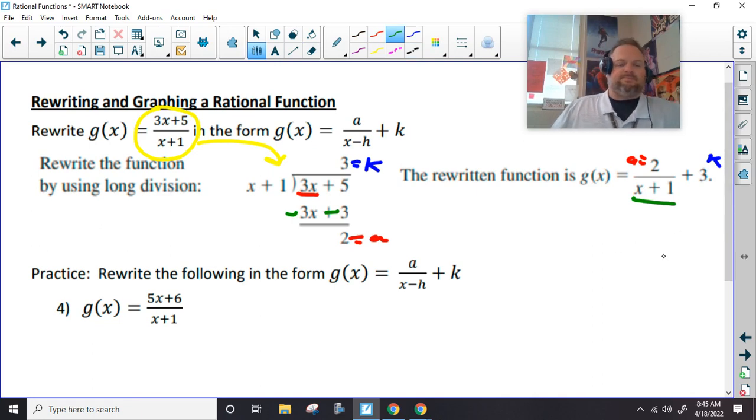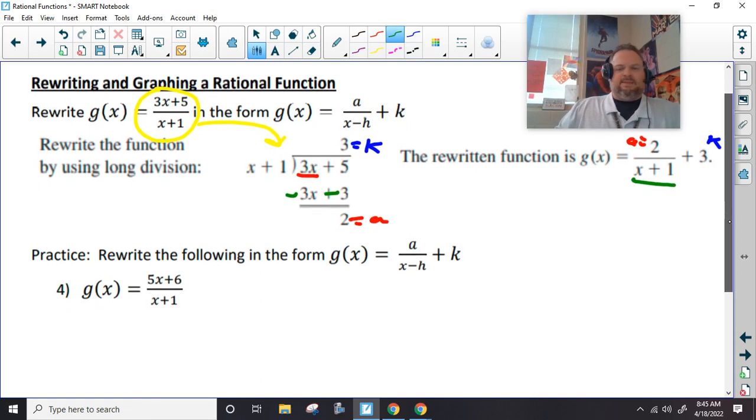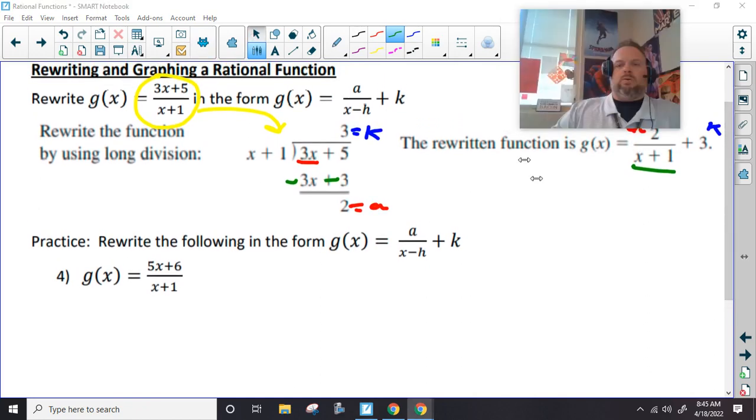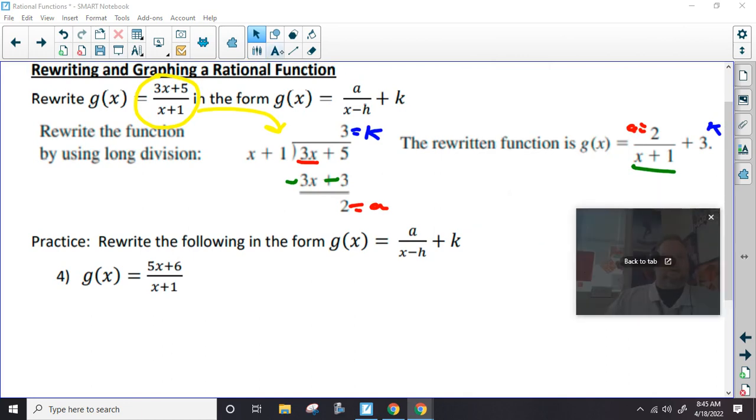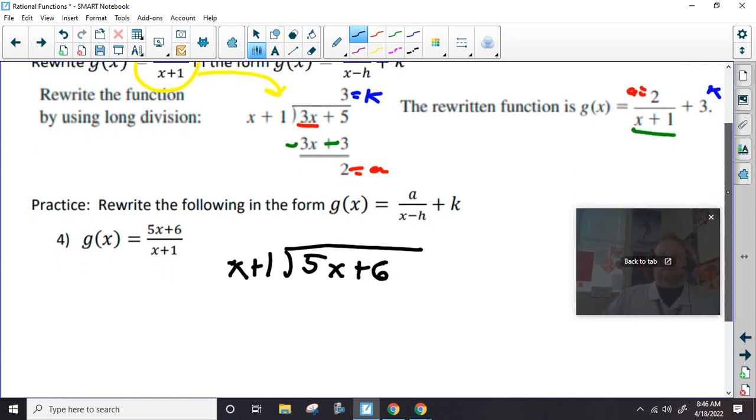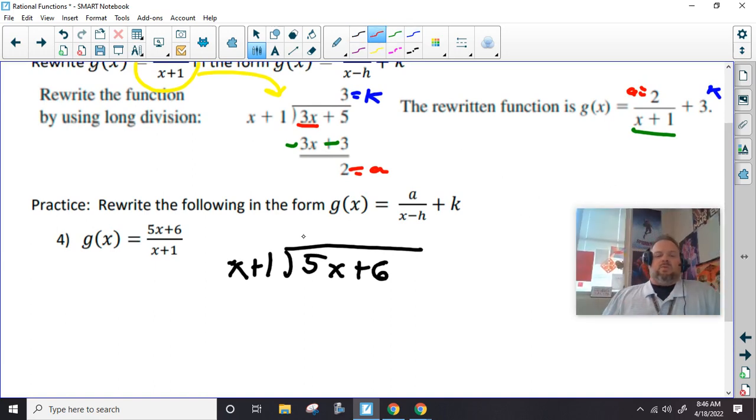All right. So, we're going to say x plus 1 is going to go into 5x plus 6. All right. So, what are we going to have to multiply by x to make it be 5x? Bam. Okay.